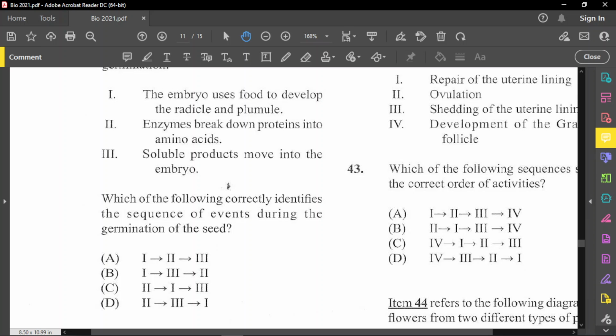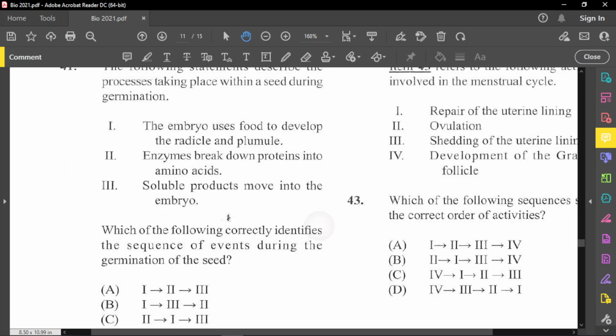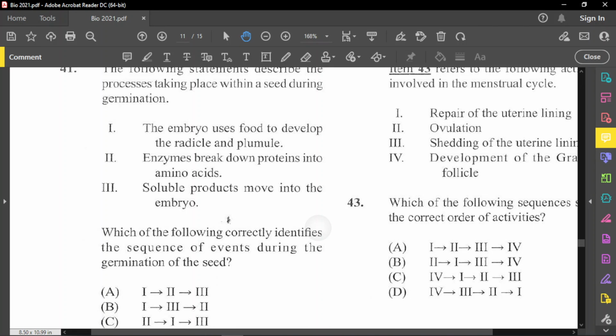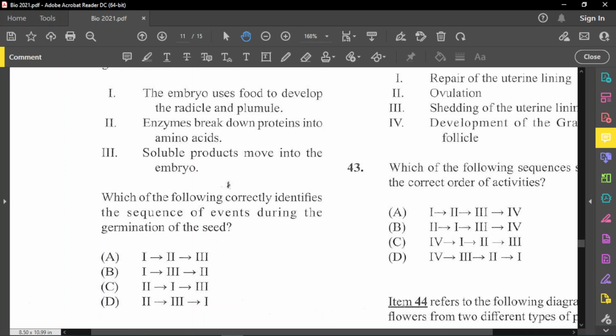And then the next thing after the food is broken down is that the soluble products move into the embryo, which is a growing region, whether it be plumule or radicle. And then after that, the embryo uses the food to develop the radicle and plumule. So the embryo will use the food available after it has been moved into it or absorbed. And so D looks like the best option. Enzymes break down the food, substances move into the embryo, and the embryo uses that now to develop the radicle and plumule.